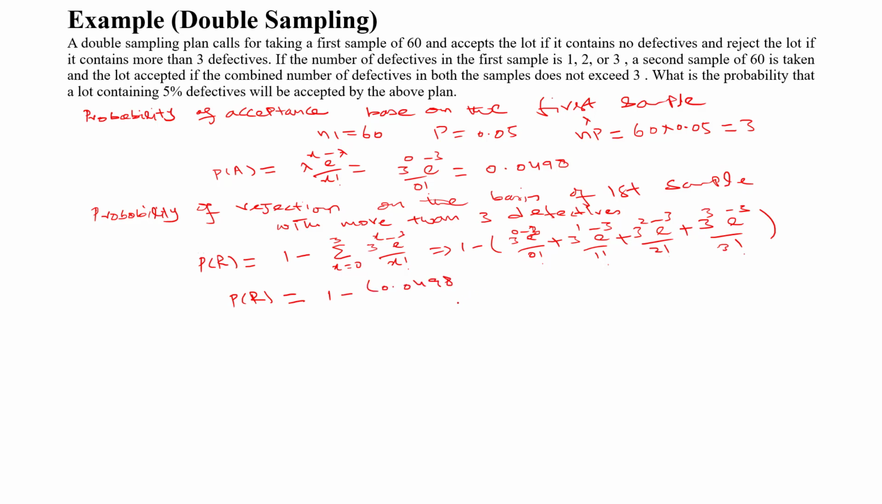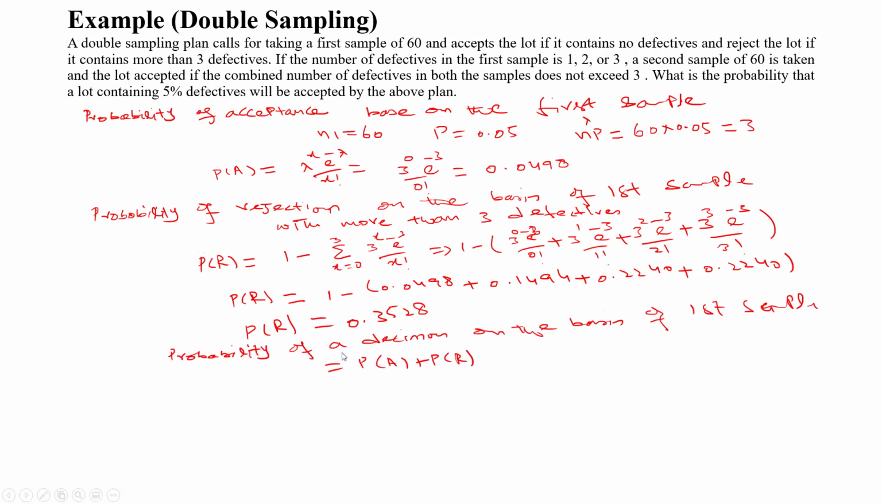When you simplify it, the probability of rejection will be 1 minus (0.0498 plus 0.1494 plus 0.2240 plus 0.2240), which gives 0.3528. So we already calculated the probability of rejected, 1 minus accepted. Basically these units are accepted, because the lot will be accepted if there are 1, 2, or 3 defective. But when you exceed more than 3 defective, then your lot will be rejected.